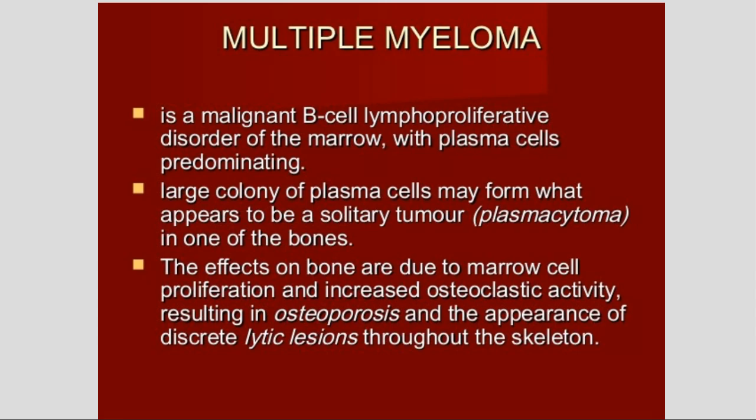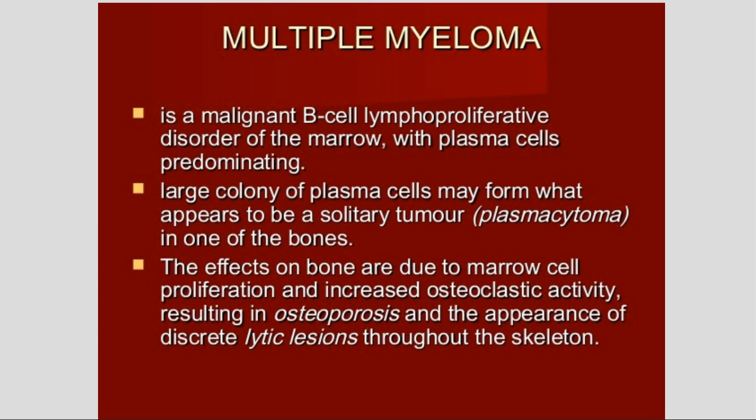Multiple myeloma, as I said, is the most common malignant primary tumor of bone. It is a B cell lymphoproliferative disorder, and the plasma cells are what are predominantly involved. And that's why it is the most common, because the plasma cells originate in the bone marrow, and multiple myeloma is a lot more common than osteosarcoma.